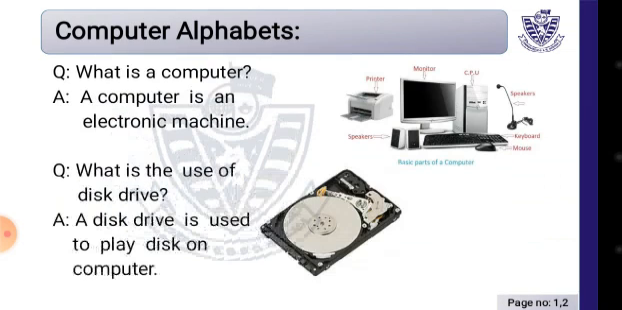Let's start the next question. What is a computer? As we all know, a computer is an electronic machine.